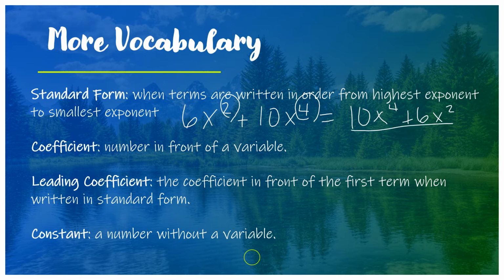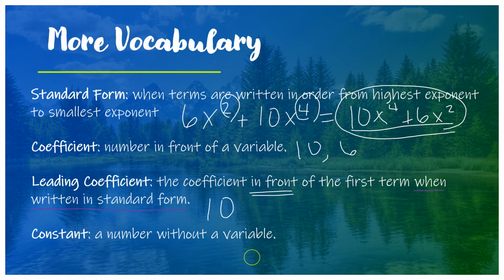Coefficient is just a number in front of a variable. So if we're looking at the same example, 10 and 6 would both be considered coefficients. Whereas leading coefficient is the coefficient in front of the first term, but be very careful here. This is when written in standard form. So I would have to use the standard form and then look for the coefficient in front. So the leading coefficient would be 10.